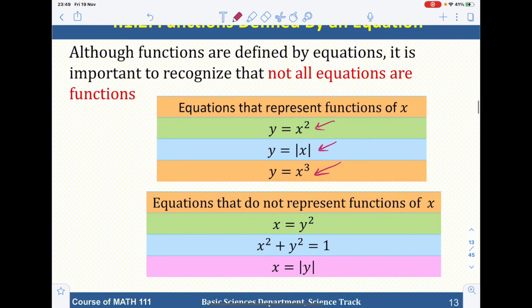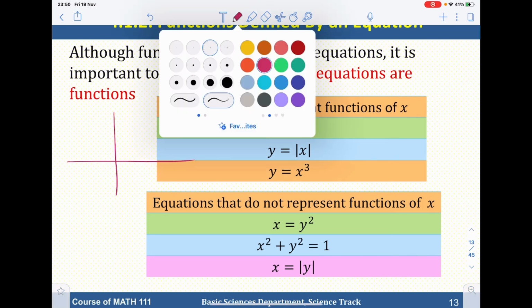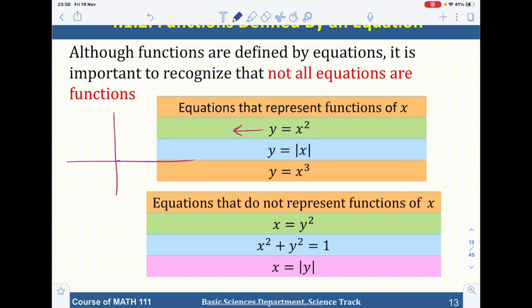But for this one, sometimes the equation will not be a function. Here we have an example of an equation that represents a function, and this is an example of equations that represent non-functions. You can identify that easily by drawing each one of those. Let's see, for example, y equals x squared. Okay, and if we draw this one, it would be something like this.